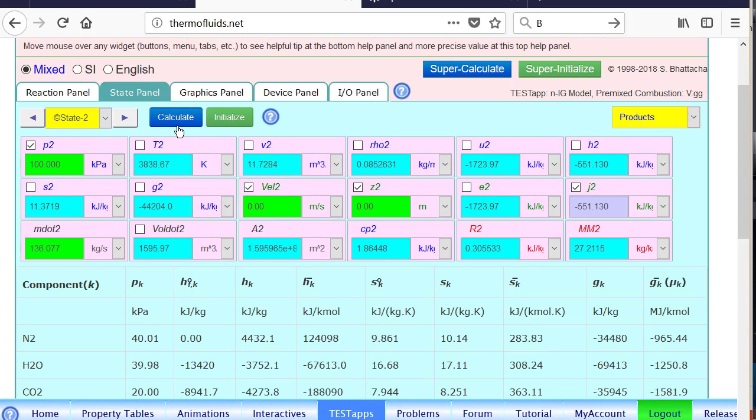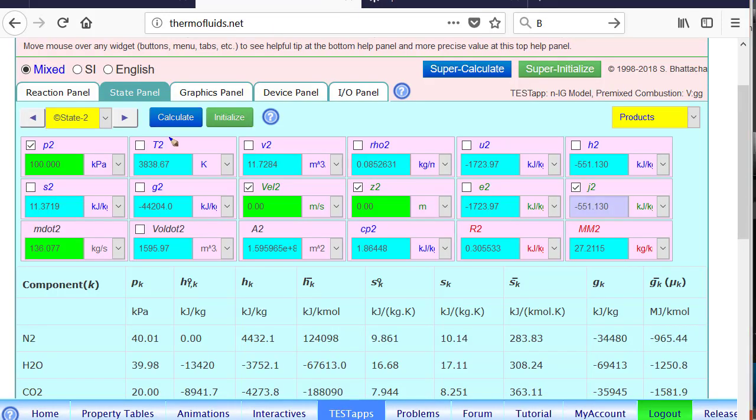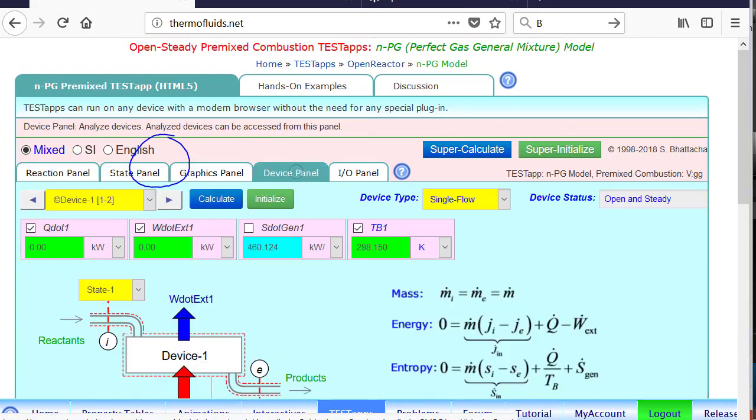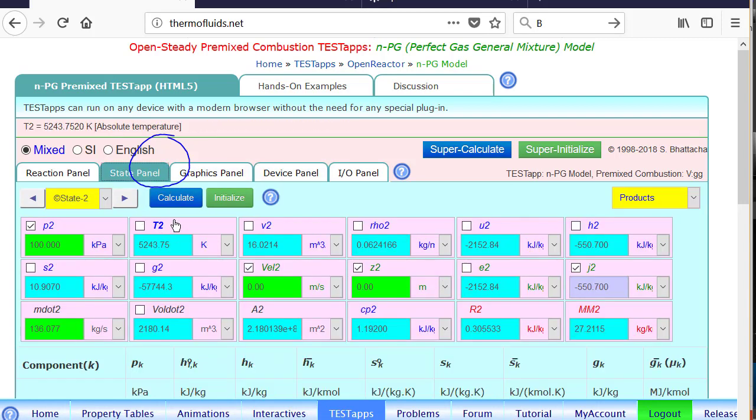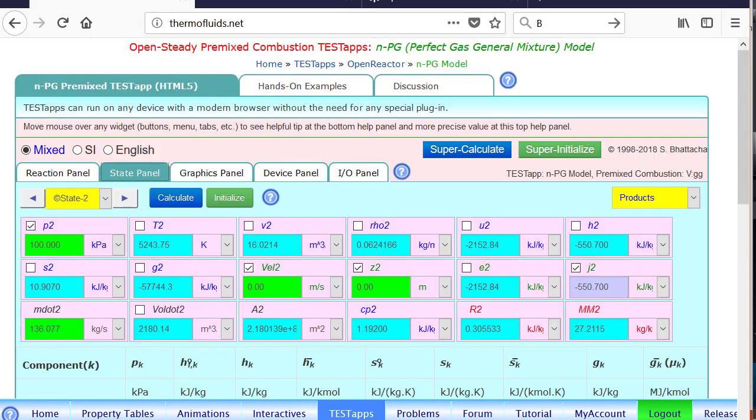3838 Kelvin. So look, when the Cp was assumed constant, the temperature was considerably higher. The temperature was found to be 5243. You can go back, take a look, and compare this temperature with the temperature of the PG model that we found. That was in the state panel, 5243 as opposed to 3838. So let's now go and solve the problem using the chemical equilibrium model. So let's start that here.